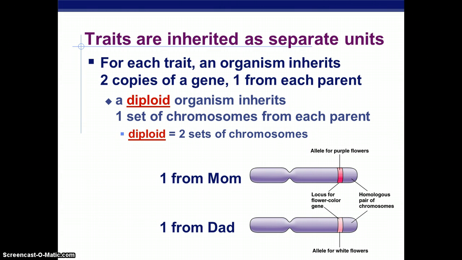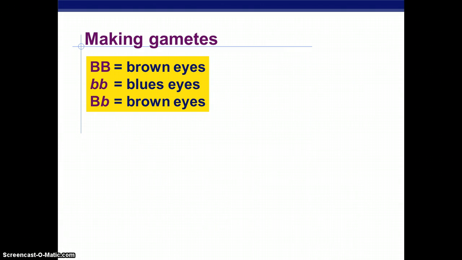For each trait, an organism inherits 2 copies of that gene, one from each parent. So a diploid organism inherits 1 set of chromosomes from each parent. Diploid, remember, means 2 sets of chromosomes. So you'll get 1 from mom and 1 from dad. Each will have the same gene. And remember, in this example here, it is talking about flowers. These are homologous chromosomes, meaning that each chromosome contains the same information.